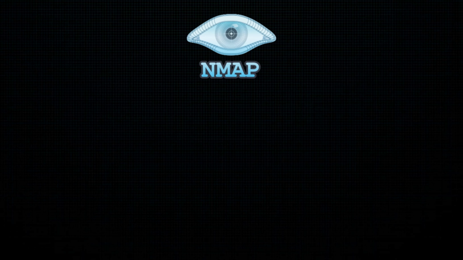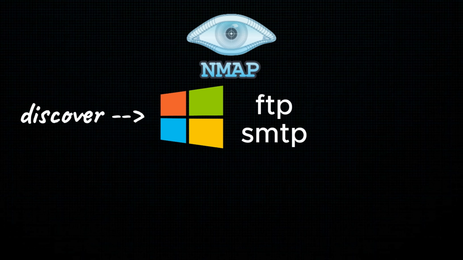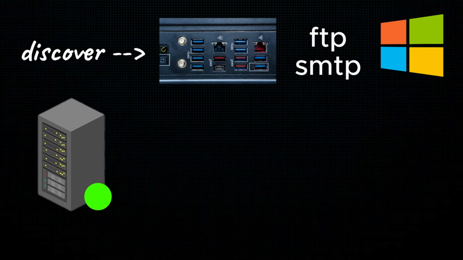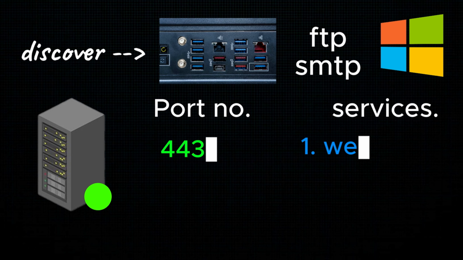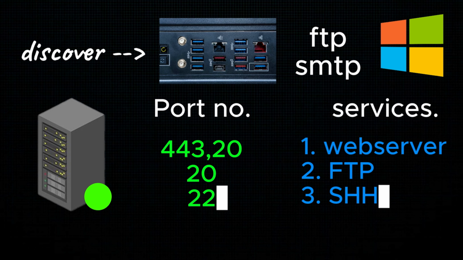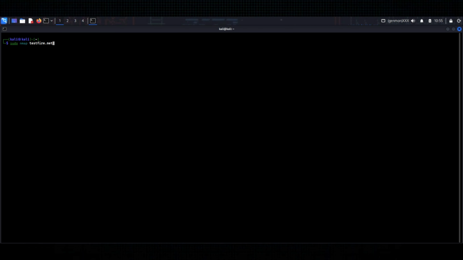Nmap. Nmap is used to discover systems, services, and open ports. When a server is online, it listens on specific ports. Each open port usually means a service is running behind it, like a web server, FTP, or SSH. This command performs a basic scan and tells us which ports are open.